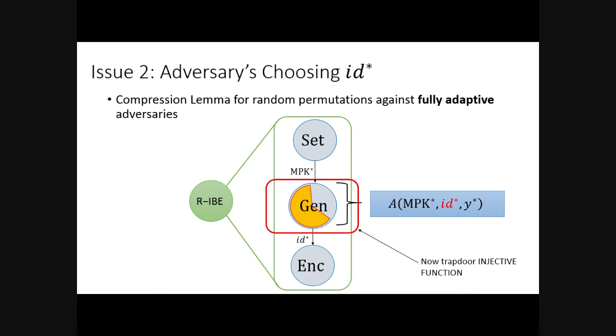So the main idea here is that we change from using permutations to using trapdoor injective functions, and that A could invert for an exponential number of master public keys.